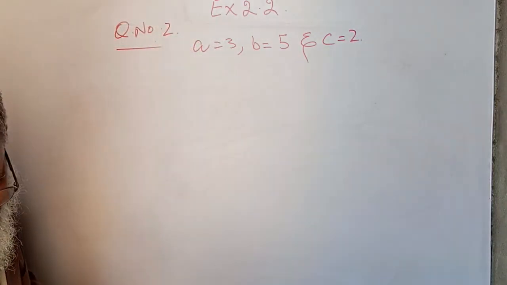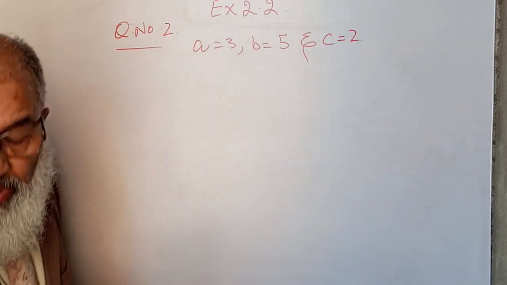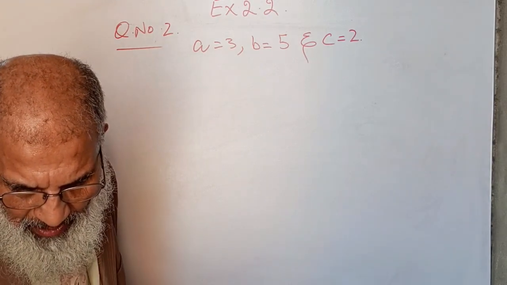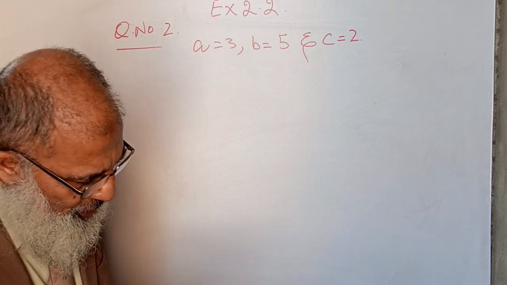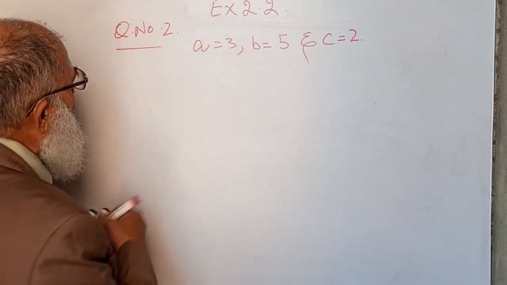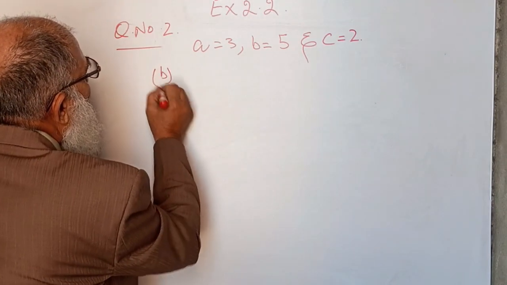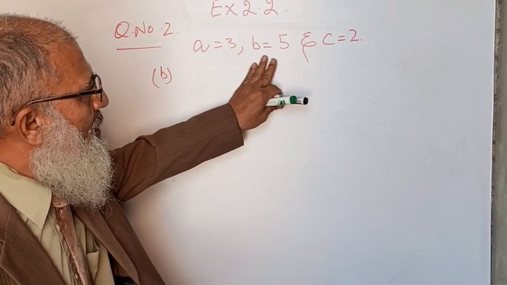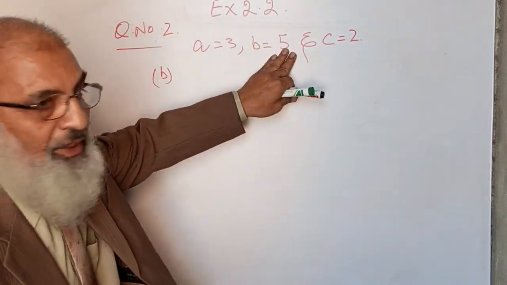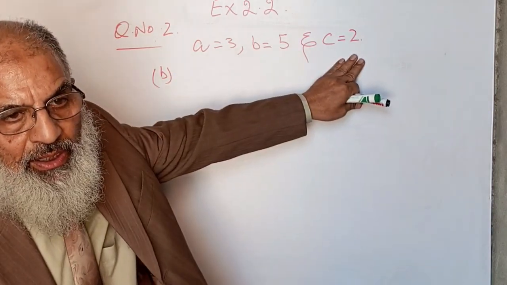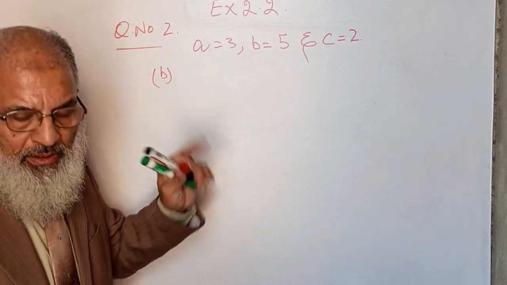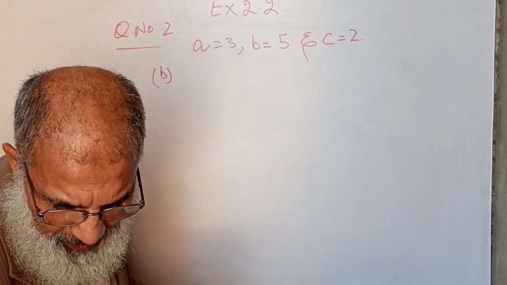Now we have to find the values for which the questions are given. I am going to start from part B. A is quite easy. We'll have to multiply all the three. Now it will become 3 5s are 15, 15 2s are 30. So 30 is the answer for the first part.